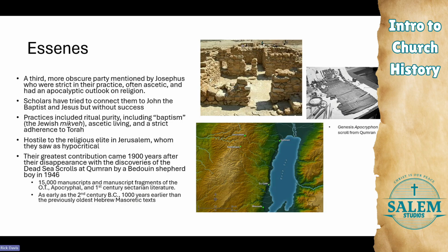So there's a lot of literature in the Dead Sea Scrolls, which we'll talk about in a second, that talks about a coming Messiah and a coming sort of golden age and the end of the world. And so there are some interesting parallels to teachings that we see in, say, the book of Revelation in the literature of the Essenes. Scholars have tried to connect them to John the Baptist being out there in the wilderness as well as our Lord, but without any definitive success.